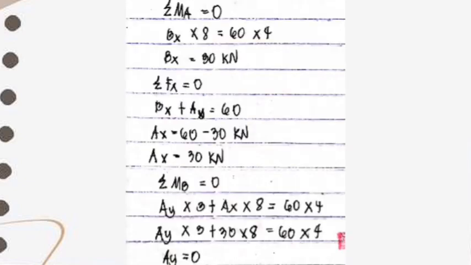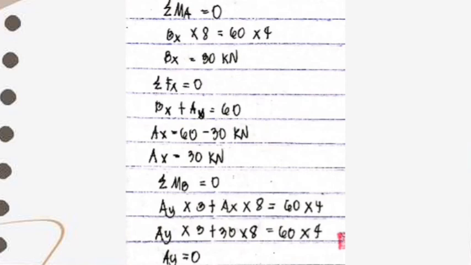Calculate the horizontal reaction at point B and take the moment about point A. So the summation of moment at A is equal to 0. Bx times 8 is equal to 60 times 4. So Bx is equal to 30 kN.